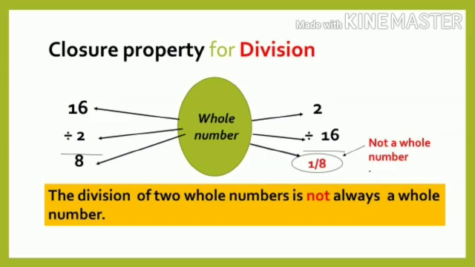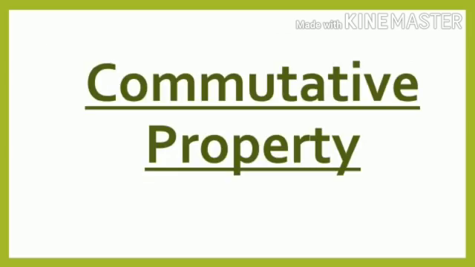Students, as we know, whole numbers are positive numbers, including 0, without any decimal or fractional parts. Here 1 by 8 is a fractional part, so 1 by 8 is not a whole number. After the closure property, the second property is the commutative property.